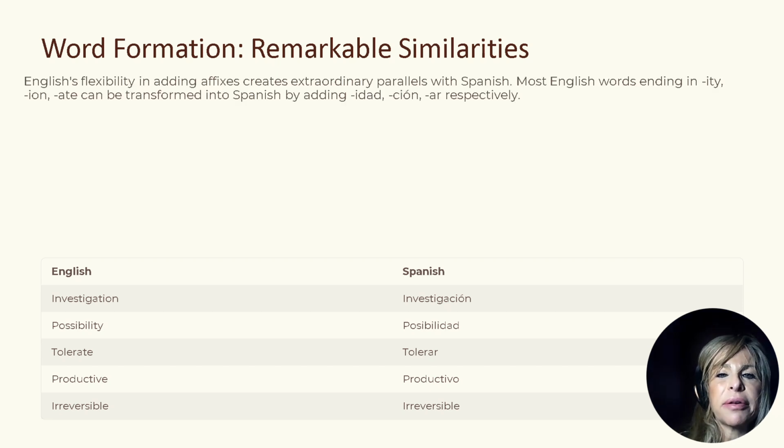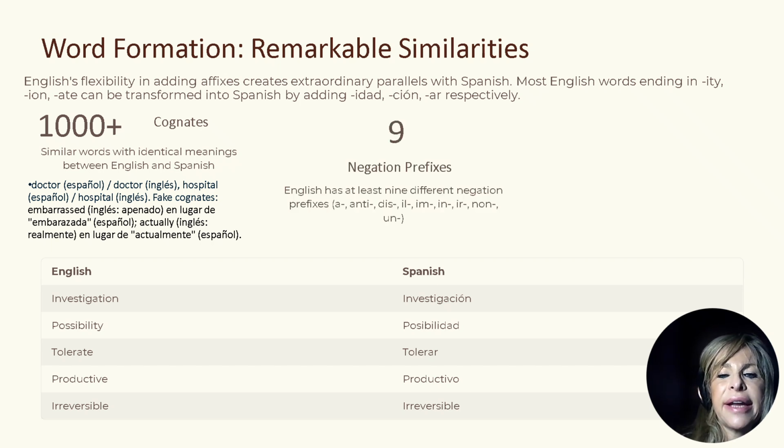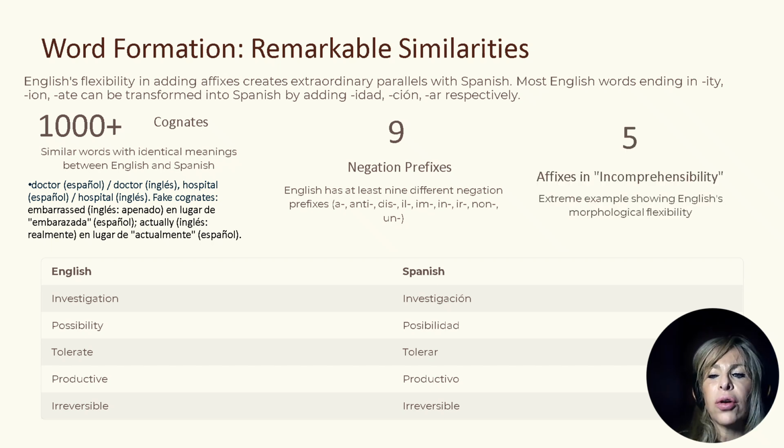Word formation, we have remarkable similarities. We have more than 1,000 cognates, for example, doctor or hospital, but we have to be careful with the false cognates, such as embarrassed, translated in Spanish sometimes como embarazada, or actually, como actualmente. So we have nine negation prefixes in English, and also affixes. Affixation is sometimes very complex in English. For example, we can see incomprehensibility, and we can see all the changes that have been in process here. So we can see also some suffixes that are very similar in English.